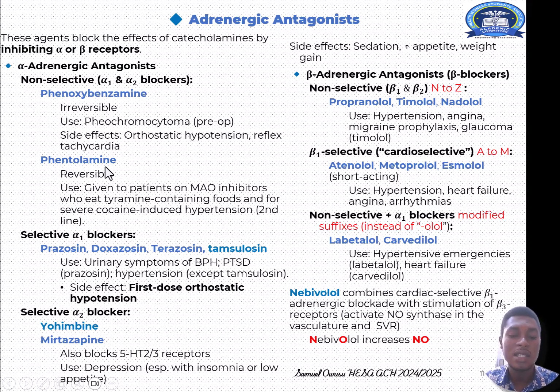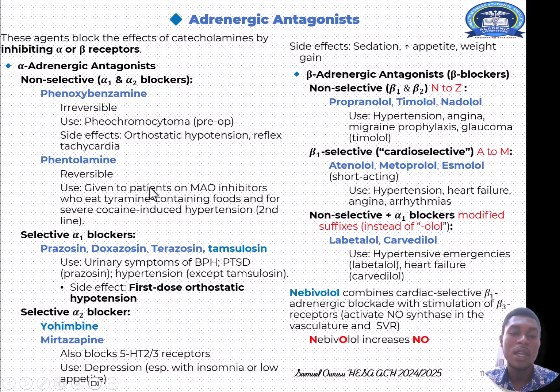These are agents that I want you to remember. Okay, phenoxybenzamine is irreversible and it is used in the treatment of what? Pheochromocytoma. Now take note of this. Phenoxybenzamine has 11 letters. Pheochromocytoma has 11 letters. Okay, and so you want to remember that phenoxybenzamine, which is very long, is used in the pheochromocytoma, which is also very long. So the side effect is that it causes orthostatic hypotension and then what? Reflex tachycardia. Phentolamine is reversible.